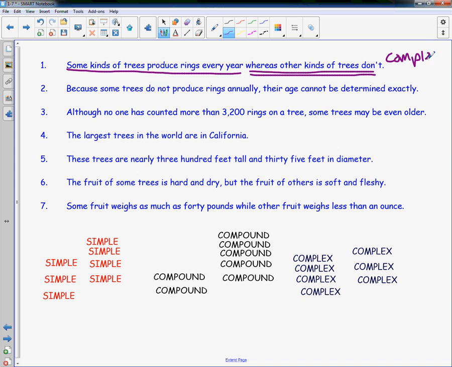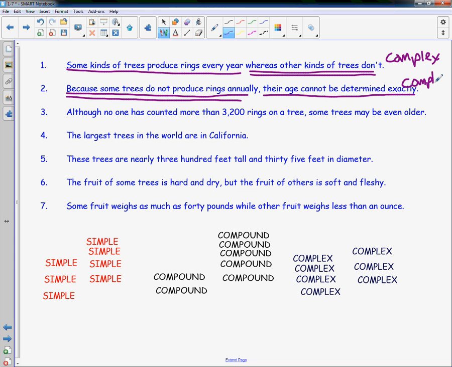Number 2, because some trees do not produce rings annually, their age cannot be determined exactly. Their age cannot be determined exactly is an independent clause. It's a sentence by itself. Because some trees do not produce rings annually, that leaves you hanging. So again, this is complex.